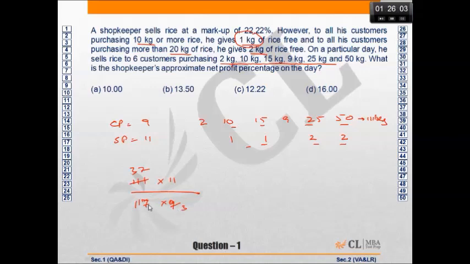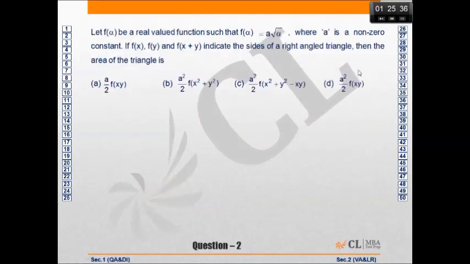17, 37 into 11, 370. 370 plus 37 is 407. 407 upon 117 into 3, 351. So 351. So profit percentage should be equal to 56 upon 351, which is greater than 15%. So the correct answer has to be round 1 question. Next question.